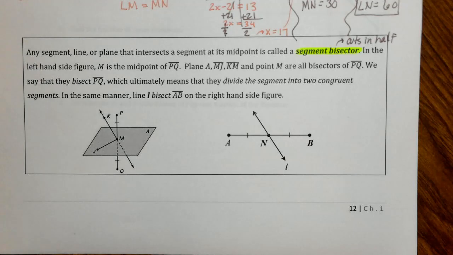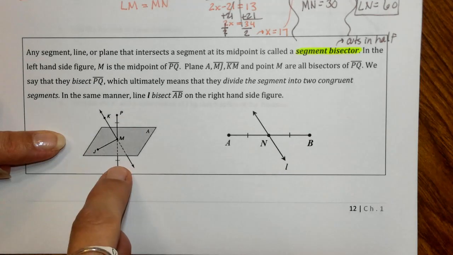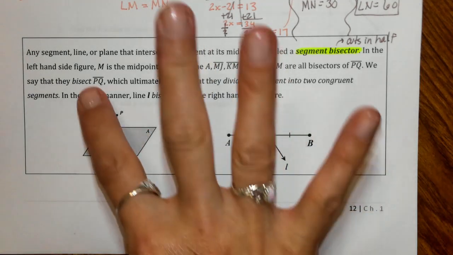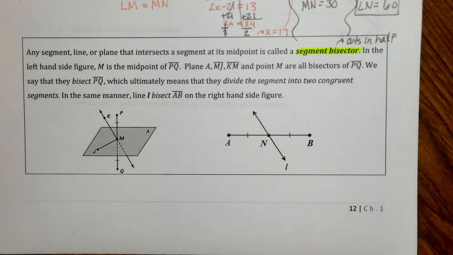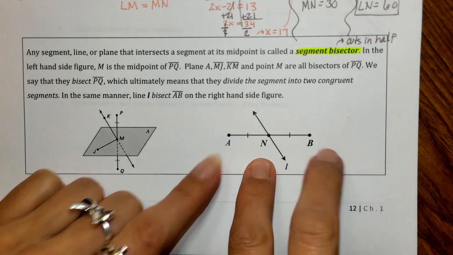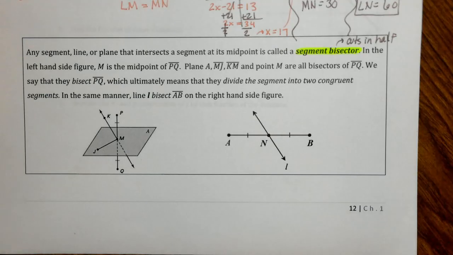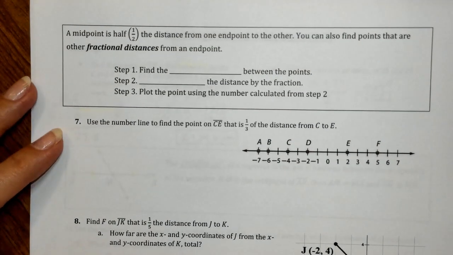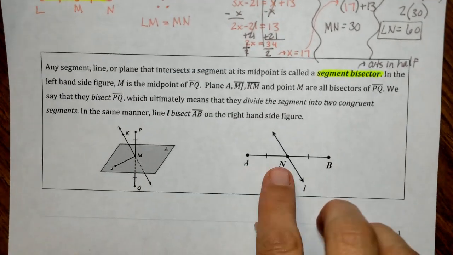When we take a look at the left side figure right here, M is the midpoint of segment PQ. Like I just said, the plane, the line, and this other segment all meet at that midpoint, so all of them are considered a segment bisector. Over here, we've got just line L cutting through at point N, making line L a segment bisector. All right, we need to talk about fractional distance. About segment bisector, always know that's at the midpoint, so you'll still use the two different segments being congruent right here, AN and NB.